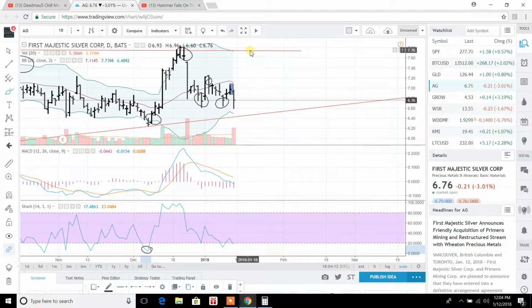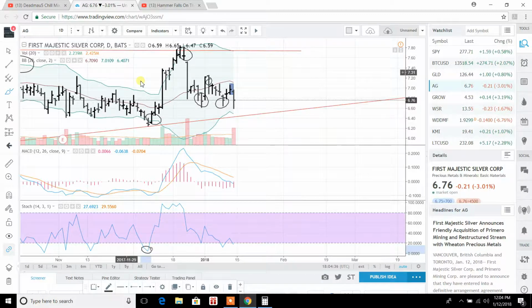I've got resistance at $7.76 roughly, maybe a little bit higher than that. I like to bring that resistance line down just a little bit because you never know if that price is going to hit a little bit lower than what it was over here and then come back down. So I want to be prepared for that as far as my exit point.